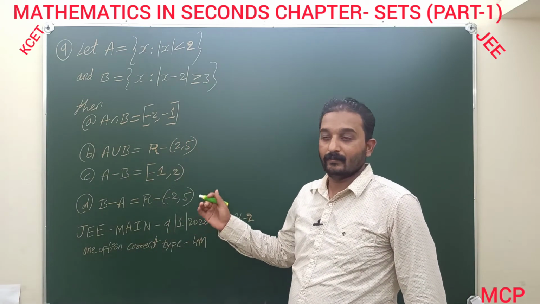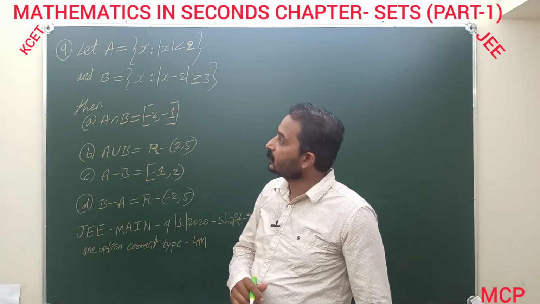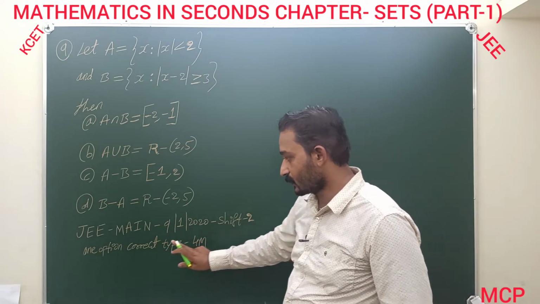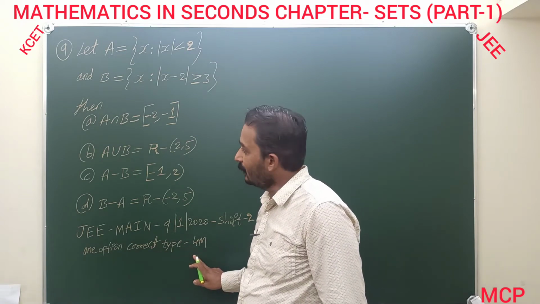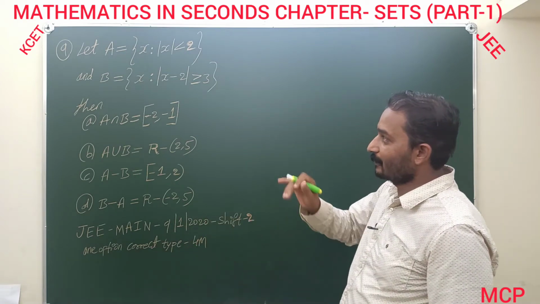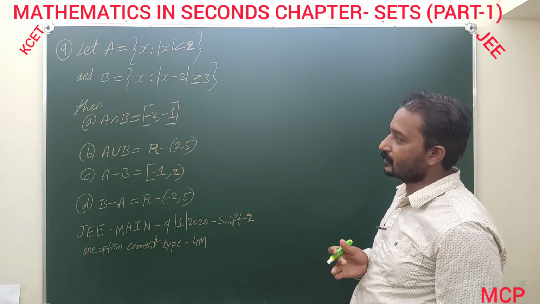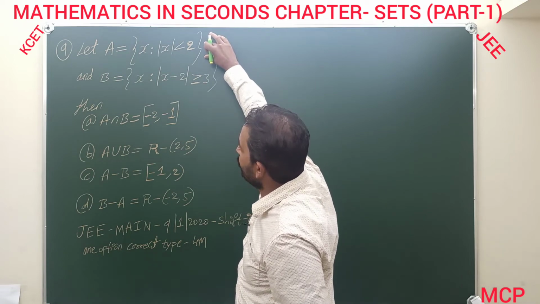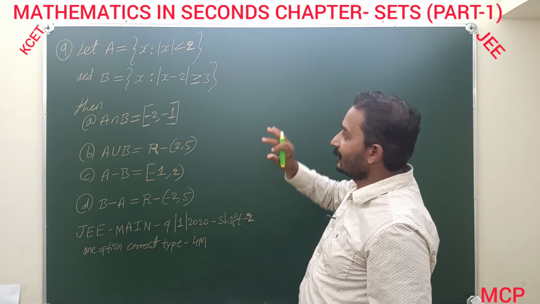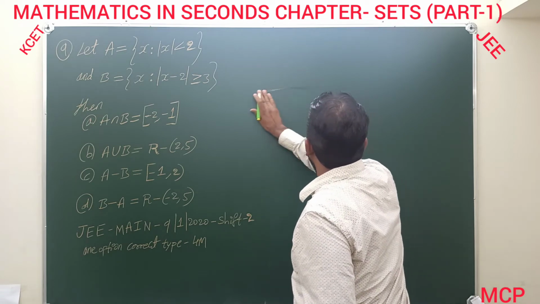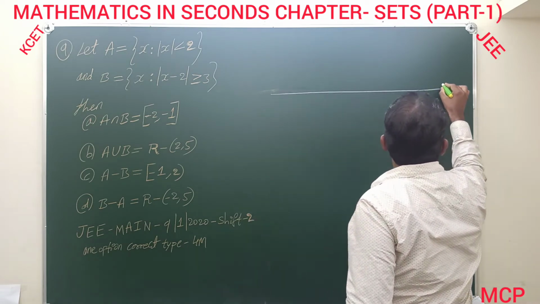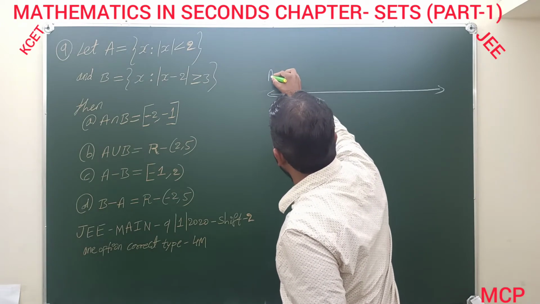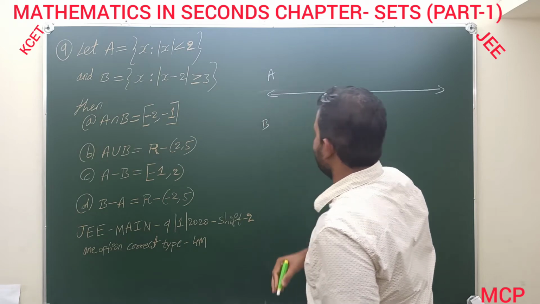This question is based on the topic operations on sets. This is a JEE Main 9/1/2020 shift 2 question, one option correct, 4 marks. I am solving this question by using the number line method, so we can easily identify the answer. Two sets are there, which can be written on the number line. Set A is represented on the upper side, set B below the number line.